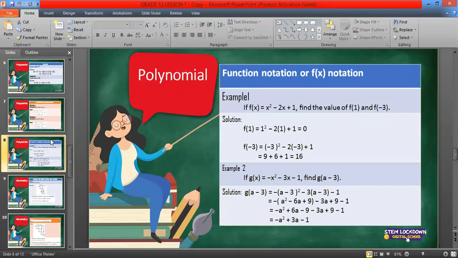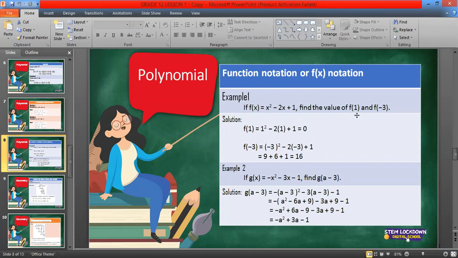Function notation, or f of x notation. Now, for example, if f of x equals x squared minus 2x plus 1, find the value of f of 1 and f of minus 3. Right. If f of x equals x squared minus 2x plus 1, find the value of f of 1. What does that mean?